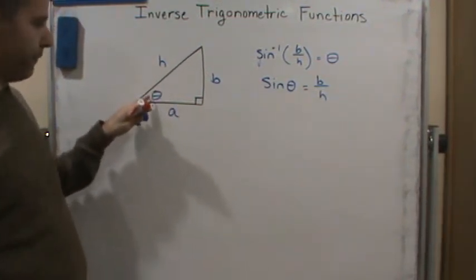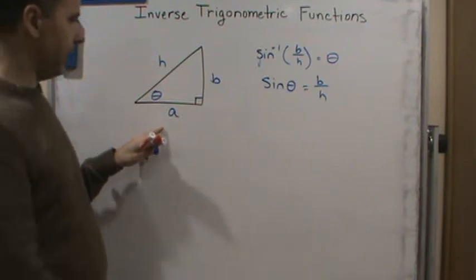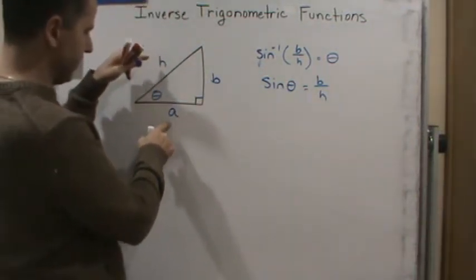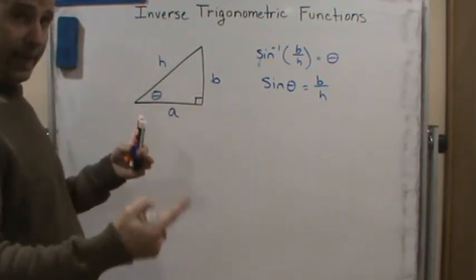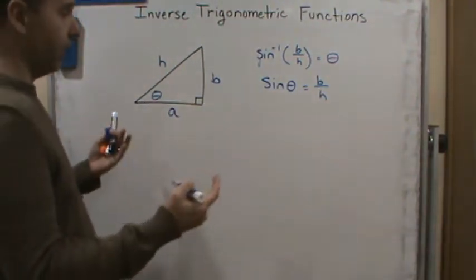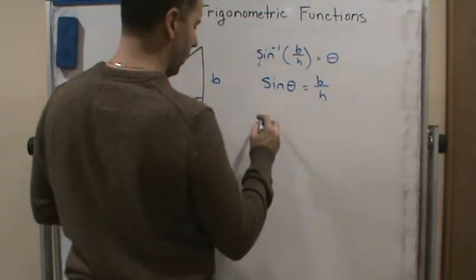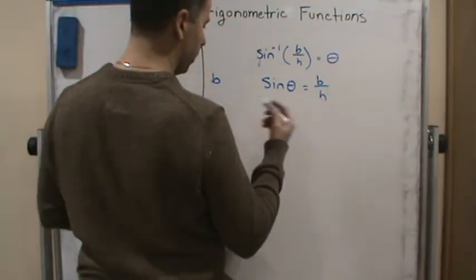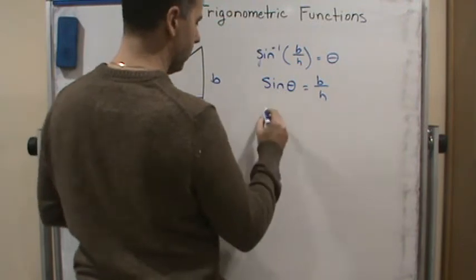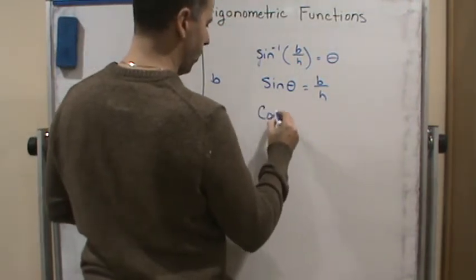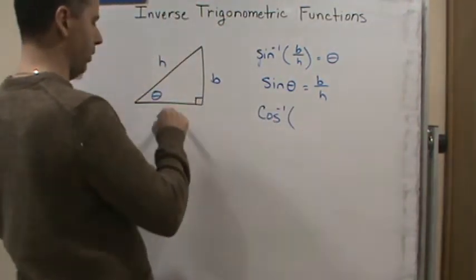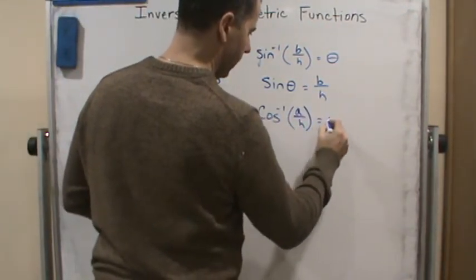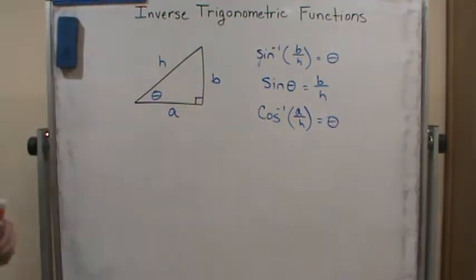Also, what if I'm given this side, the adjacent side, and the hypotenuse, and I want to find the angle? Well then, you would use cosine, because cosine relates adjacent and hypotenuse. So to find the angle, given those two legs, you're going to use inverse cosine, right? Because the inverse trig functions give you angles. So if you're looking for an angle, you're going to use inverse cosine in this example. So inverse cosine of the ratio A over H, and that'll give you theta.